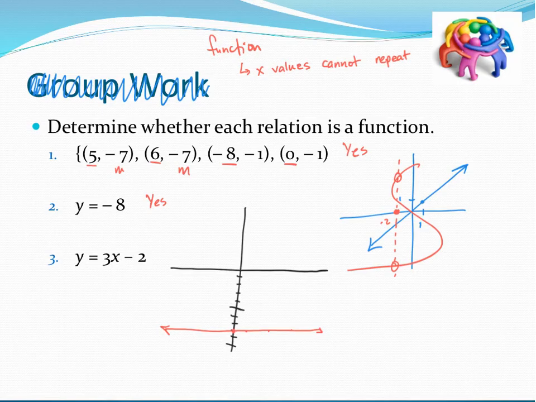Now for number 3, you can do number 3 in one of two ways. You can either draw a table. Here are my x's, here are my y's, and you can plug in values. So I can ask what happens when x is 0. And then I have 3 times 0 minus 2. Well, that gives me a -2. And you can plot out different x's to see if they repeat. Or, like we did with number 2, you can graph it.